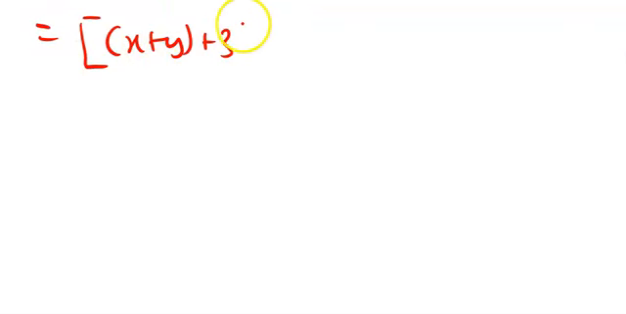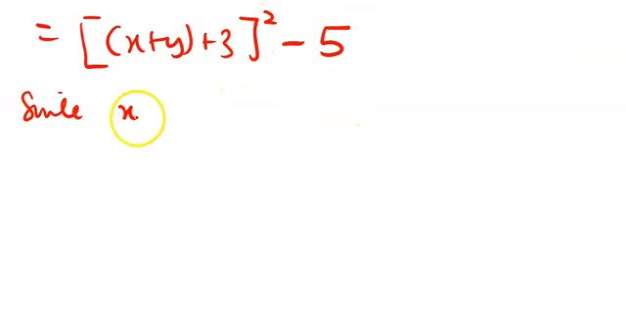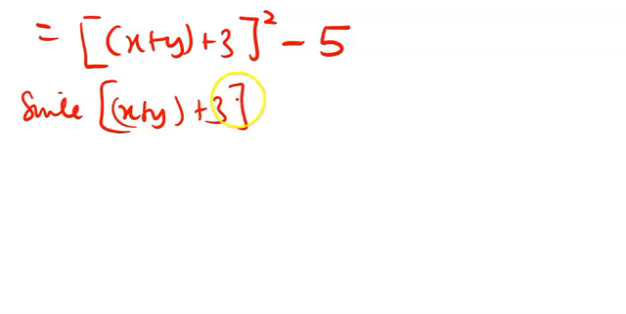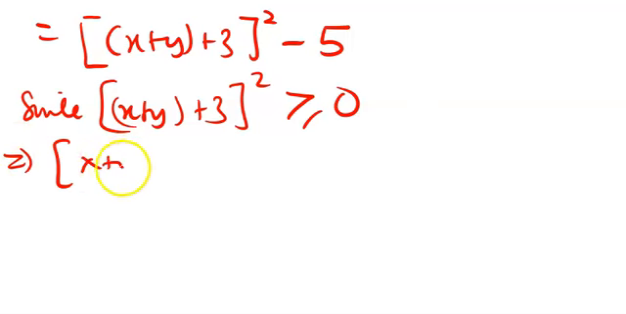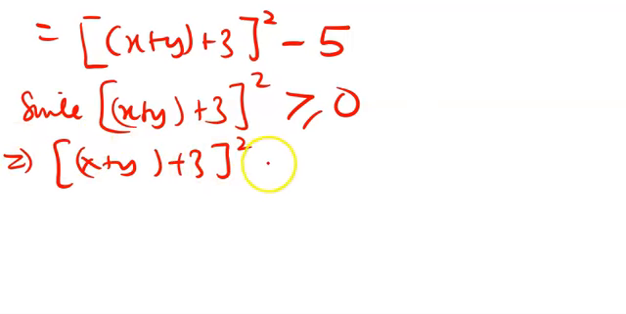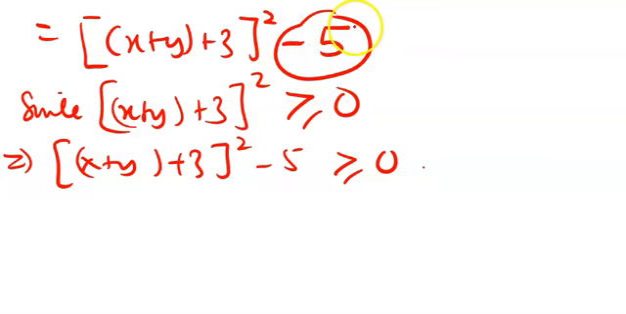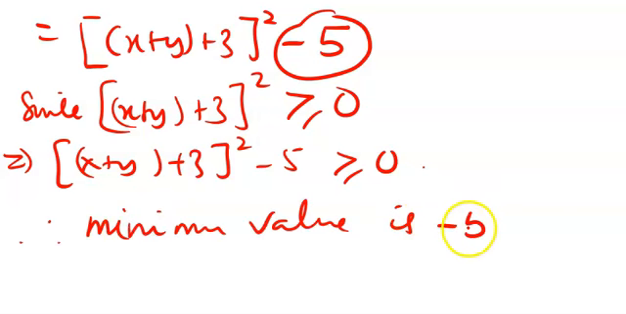So this is the same as x plus y plus 3 all squared, 4 minus 9 is minus 5. So as I told you, this is going to be greater than or equal to 0. Now since x plus y plus 3 all squared is greater than or equal to 0, it implies that x plus y plus 3 all squared minus 5 will also be greater than or equal to minus 5. And as I told you, the value here becomes the minimum value. So therefore, minimum value is minus 5.